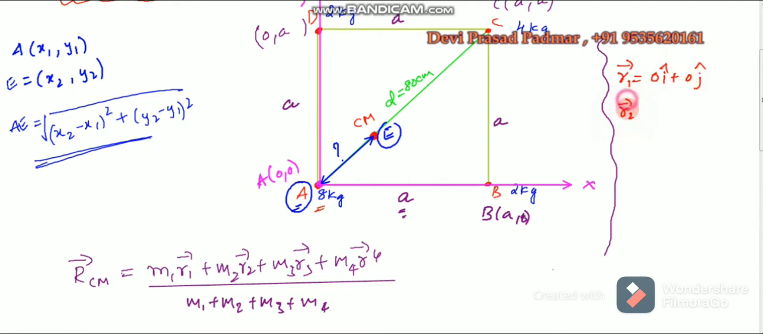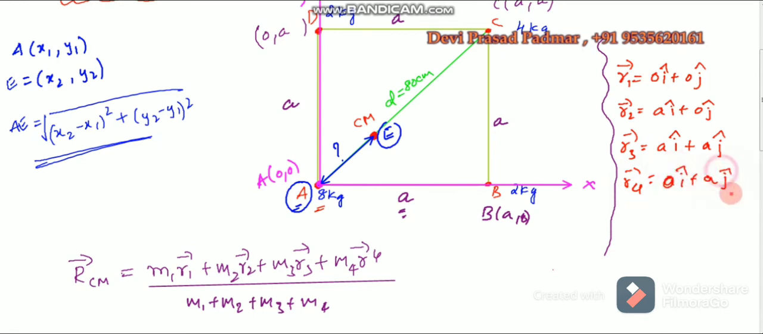Then what about R2? That is a i cap plus 0 j cap. R3 is a i cap plus a j cap, right? Then R4 is 0 i cap plus a j cap. These values you can substitute in this equation.